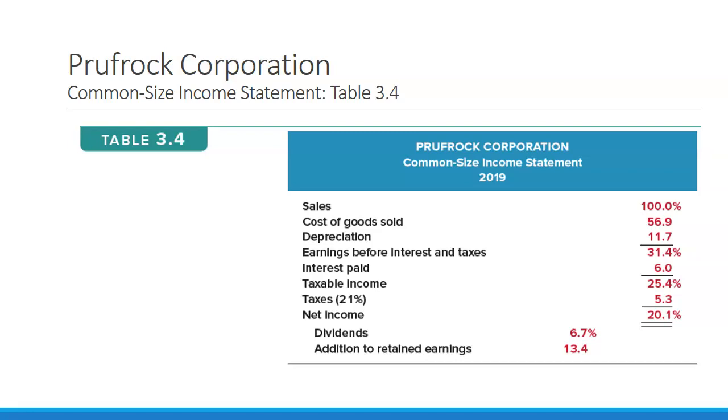When we look at a common size income statement, we can see how much a company has left over after paying their expenses, interest, and taxes for income on each dollar of sales. So we can see that net income is 20% of sales. This tells us that for every dollar in revenues, this company gets to keep 20 cents. And the remaining goes to expenses.